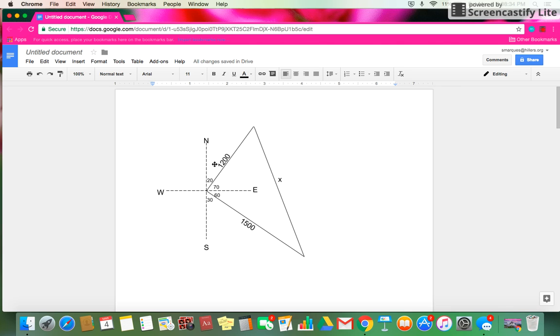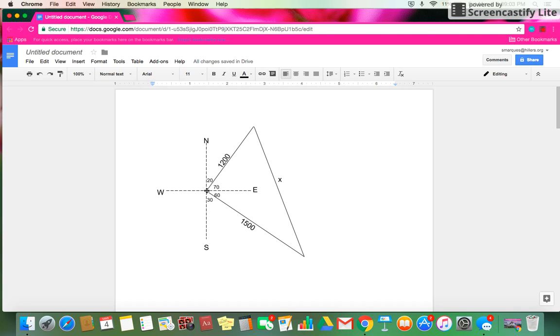You're going to start by drawing the compass with north, south, east, and west because you know that you're going to have to draw the bearings for each of the planes in the problem. And then the first part of the problem says two planes simultaneously take off from the same airport, which means the lines for each plane are going to both start at the origin.